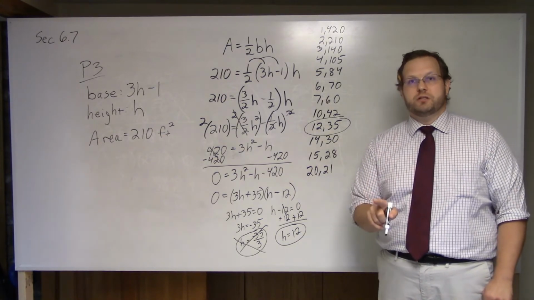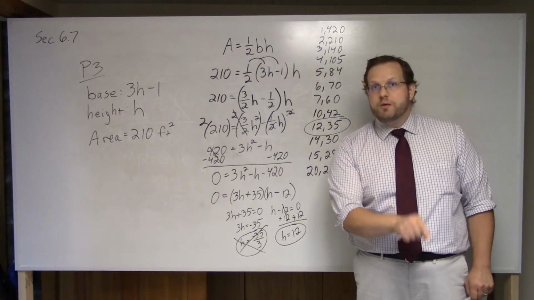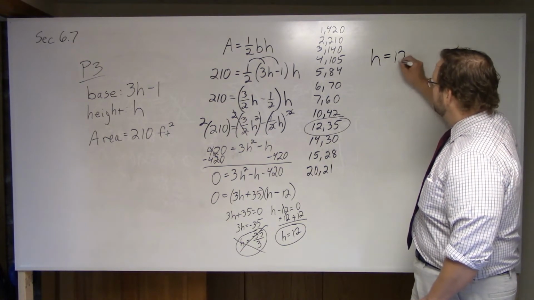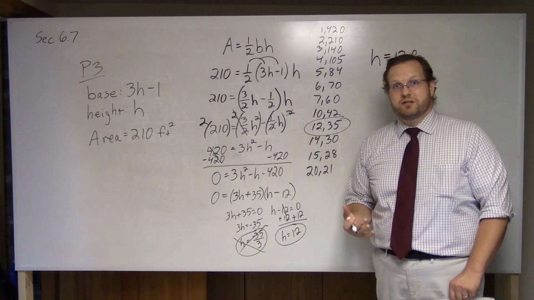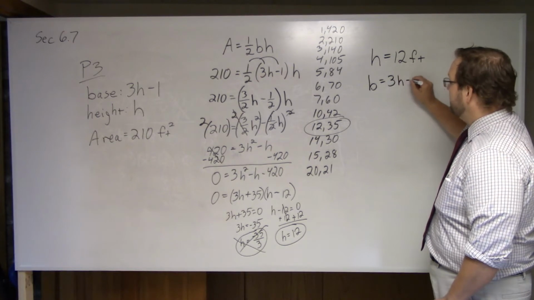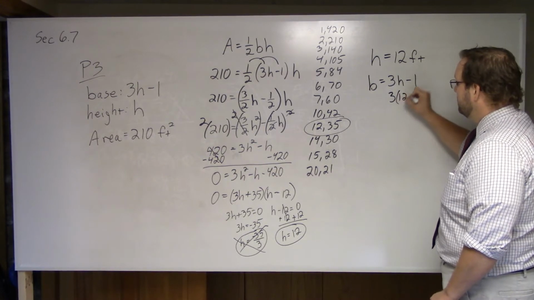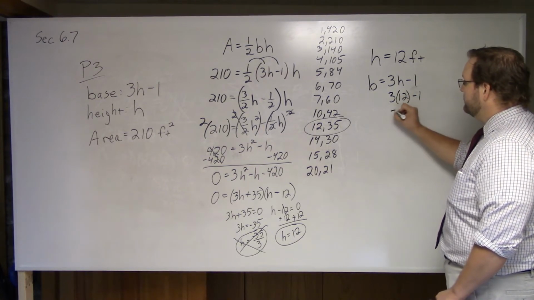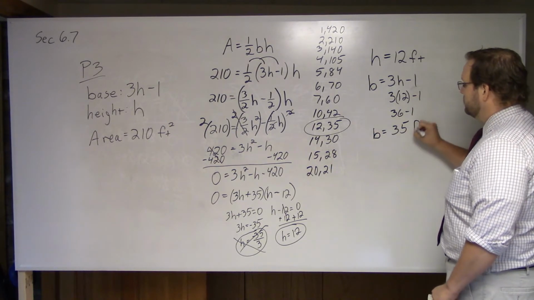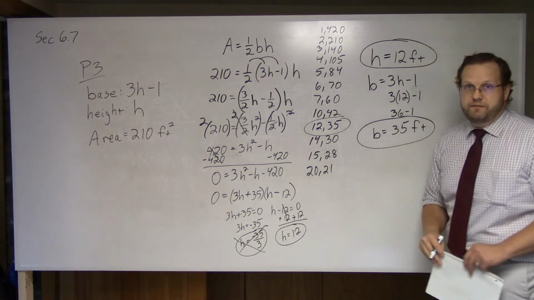Now they asked for the dimensions of the problem. When you think you're done, always go back and reference and see what they were asking for. They wanted the dimensions. So yes, the height is 12 feet, but there's another dimension for that base. That base, remember, is 3 times the height minus 1. So if the height we found to be 12, 3 times 12 is 36, and then that gives us a 35. So what we have is a height of 12 feet and a base of 35 feet.